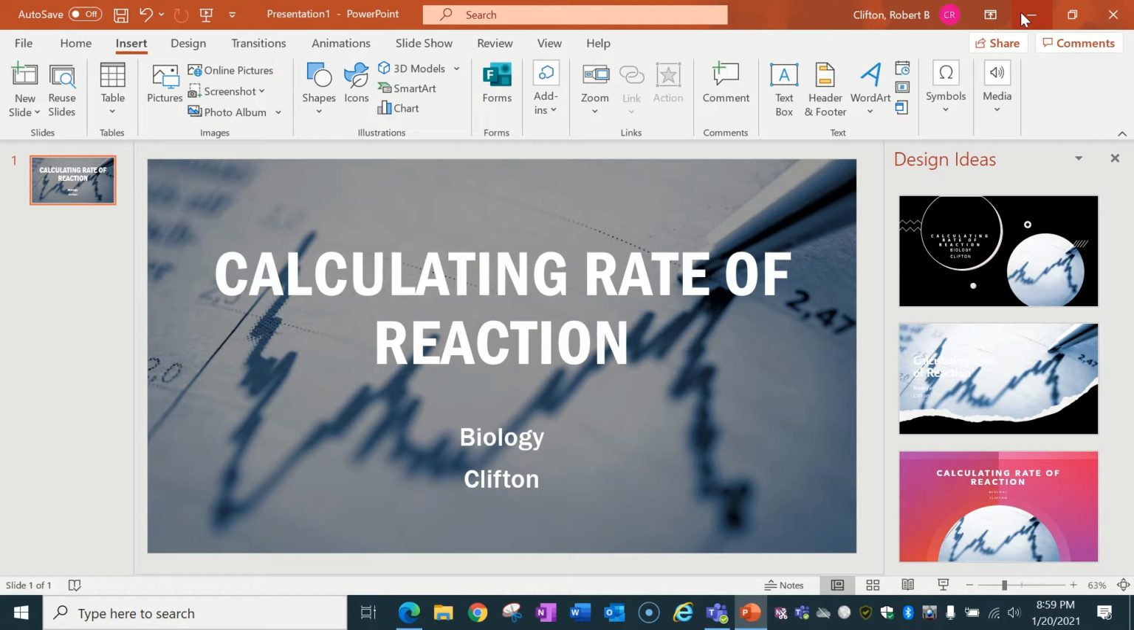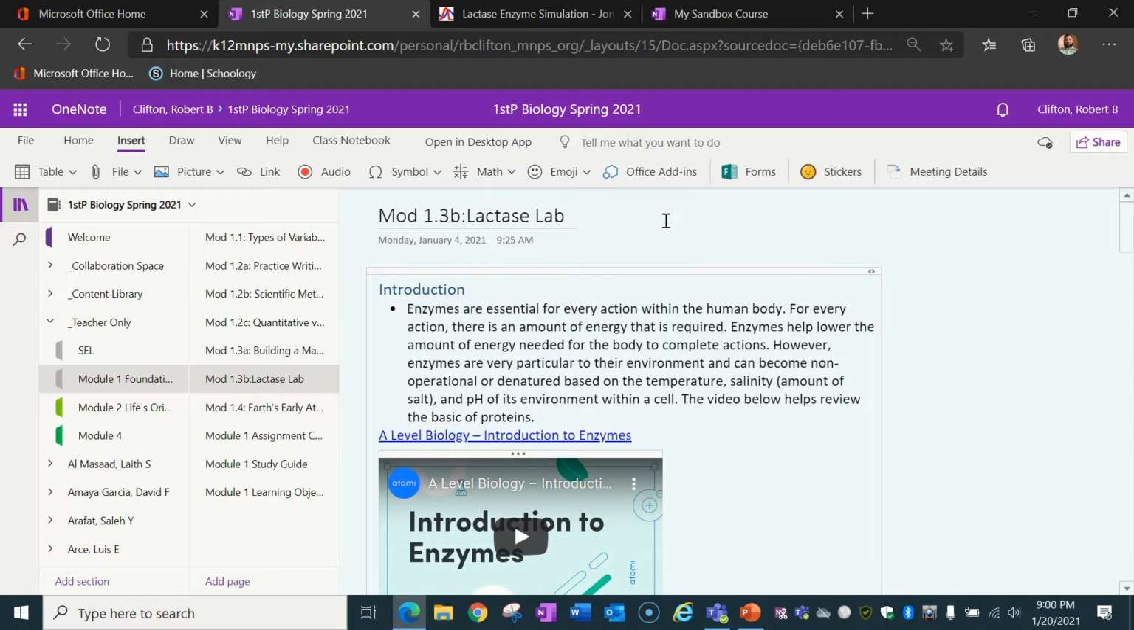So first let's talk about what is rate of reaction. The rate of reaction is how fast an enzyme can do its job. In this case, for the lactase lab, we're measuring how fast lactase, which is the enzyme, can break down lactose. And lactose can be found in any dairy products like ice cream, milk, in our coffee, in our creamers. It's anything that has dairy in it.